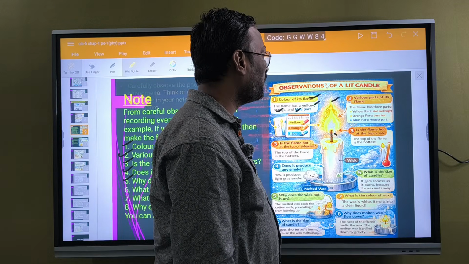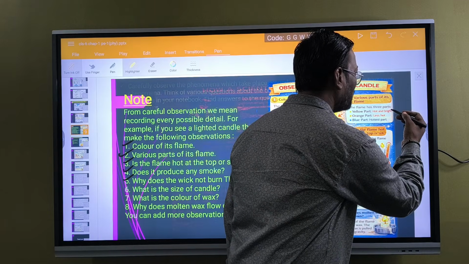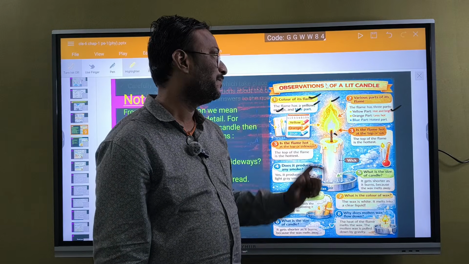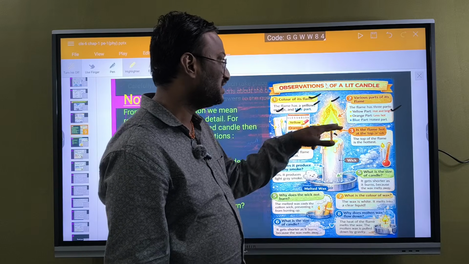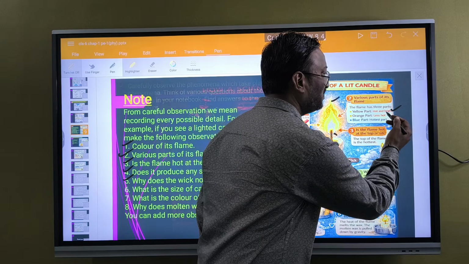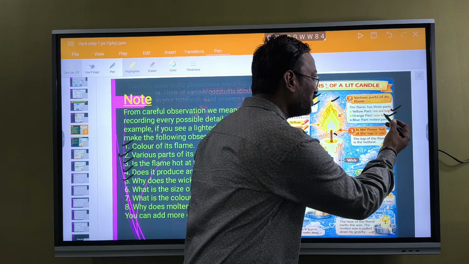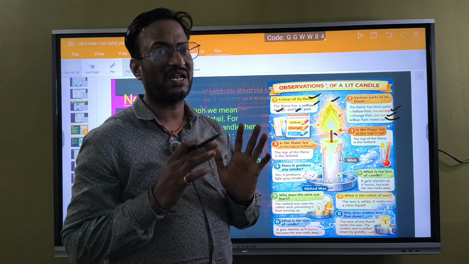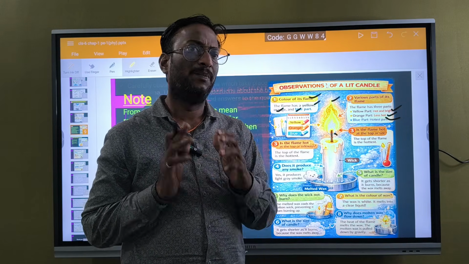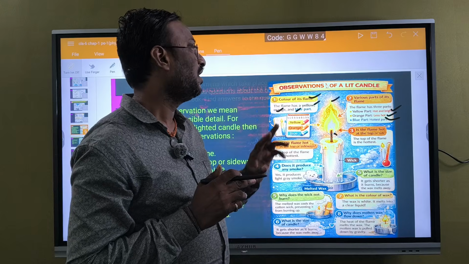Next one, various parts of its flame. The flame has three parts. Which part is hot? The hot and bright part is the yellow part. The orange part, that is outside, beyond the yellow part, is a little less hot. The blue part is there below that, and it is the hottest part. So in a candle flame we have three parts: yellow, orange and blue. Which part is the hottest? Blue. After that yellow, after that orange. Orange is the least hot.